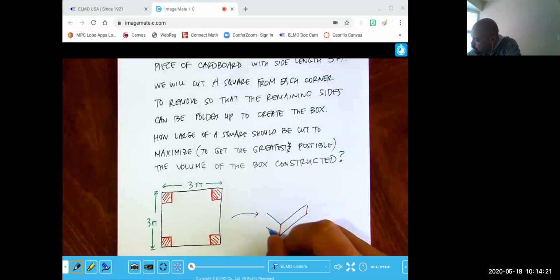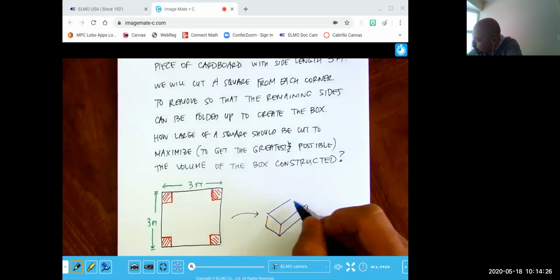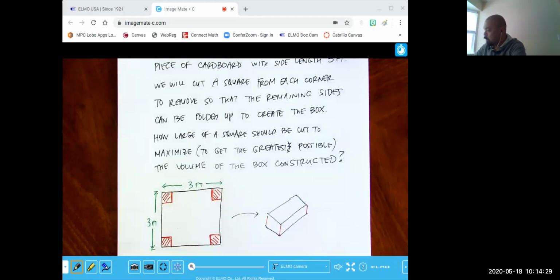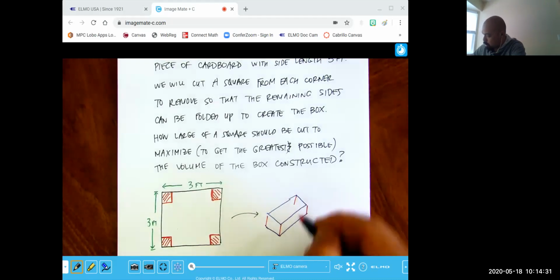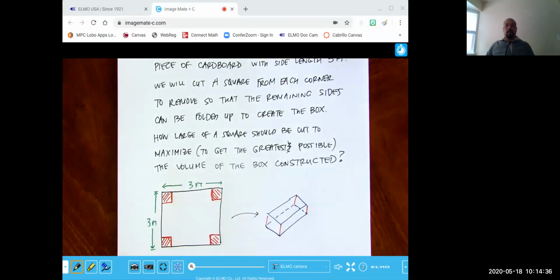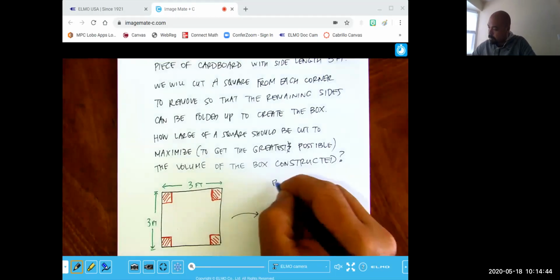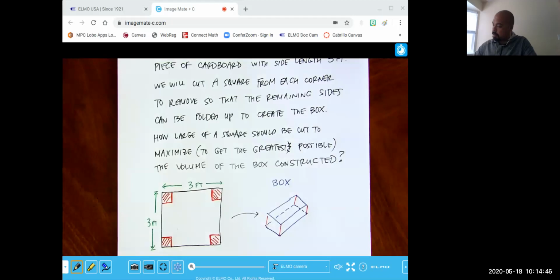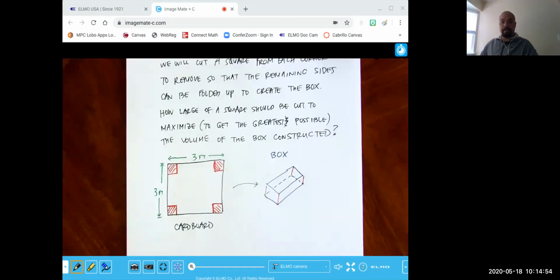As best I can, I try to draw this three-dimensionally and color coordinate. Not too shabby. I know it's not a square, it should be a square there, but there's our box. Here's the box, here's our cardboard we're starting with. And so we're trying to figure out how much do I cut.